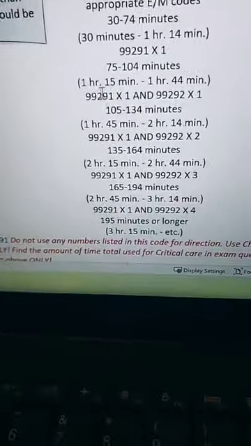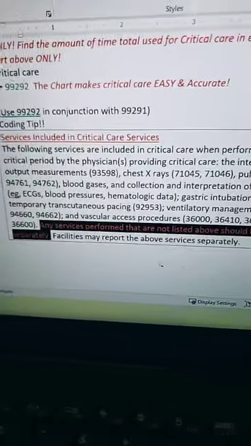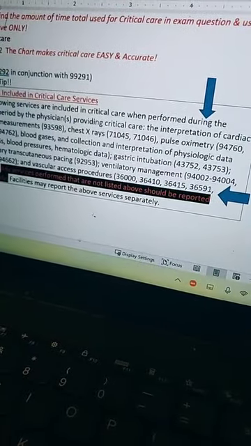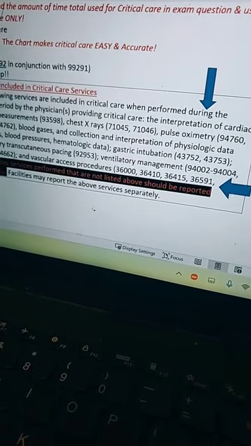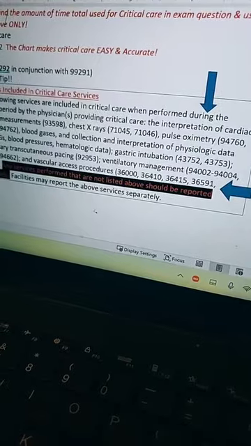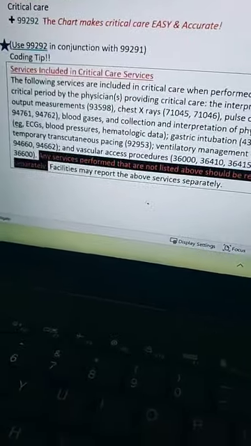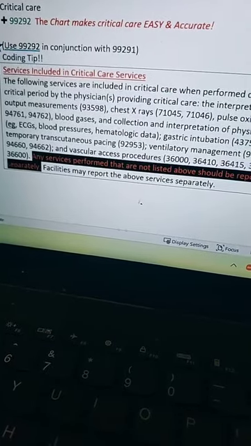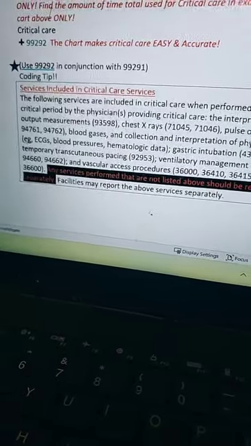But they also have a list of items here that are included with it. So when they're in the middle of critical care, you're not billing out the individual x-rays, look at that, gastric intubation, ventilation management, pulse oxes. You're not billing your EKGs, those kind of things. So that's kind of interesting. It's all wrapped up in the critical service code.